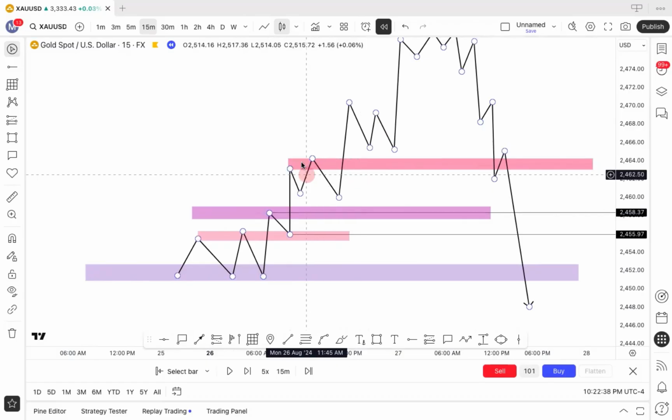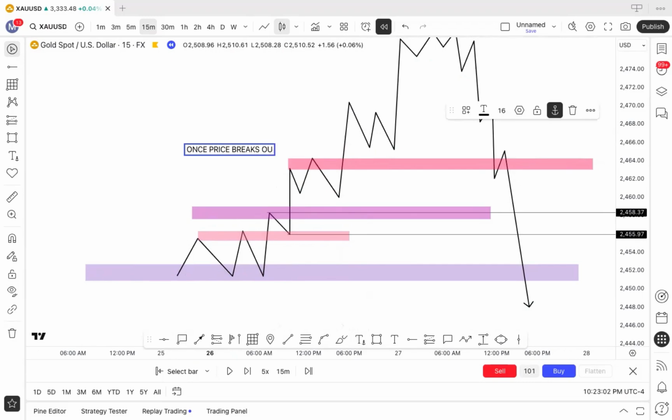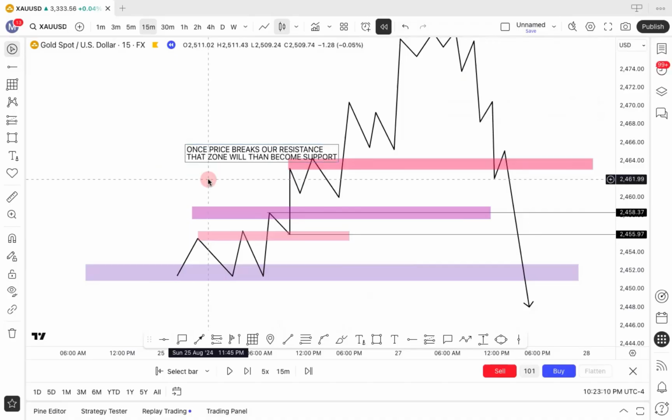We still have this as our resistance until price has broken it. It will always stay as resistance. Once price breaks our resistance, that zone will then become support. I will write that down. Once price breaks our resistance, that zone will then become support. Okay?